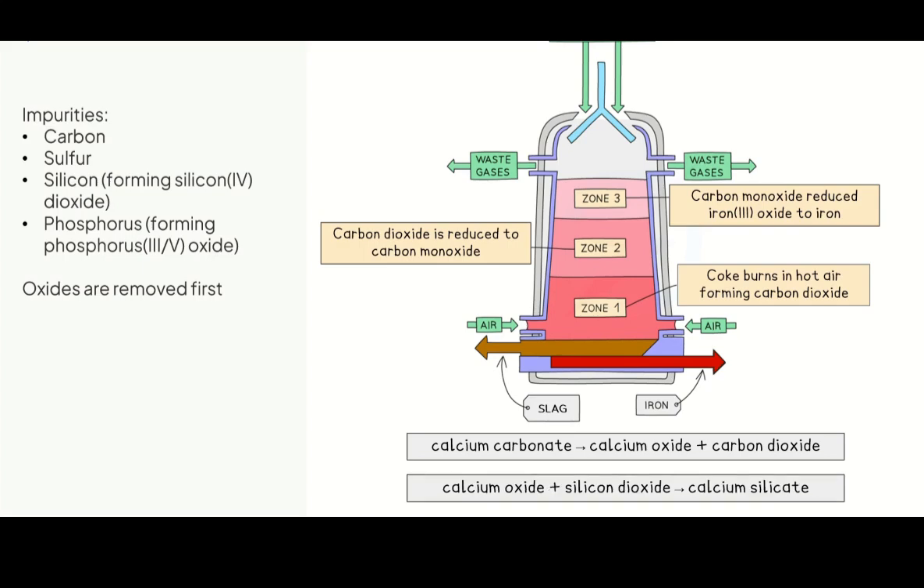The reaction with silicon dioxide forms calcium silicate. The common name for calcium silicate is slag. The slag is less dense than molten iron, so it floats on top and can be removed.